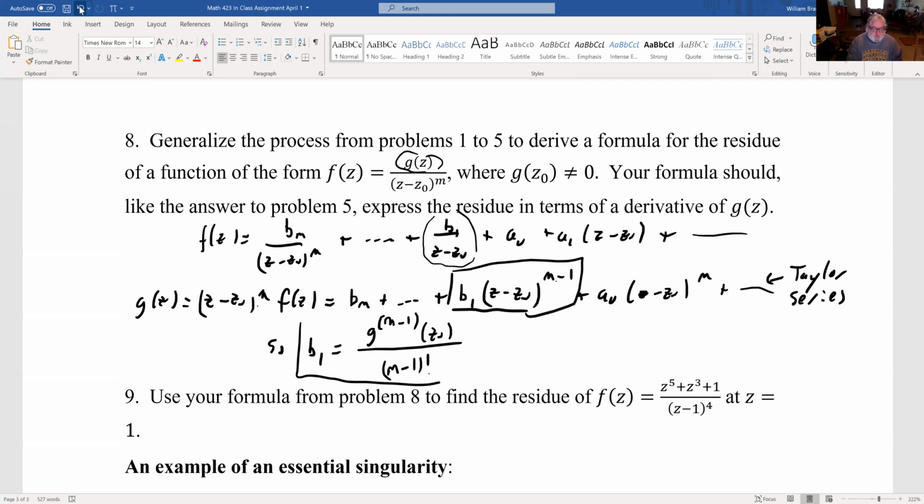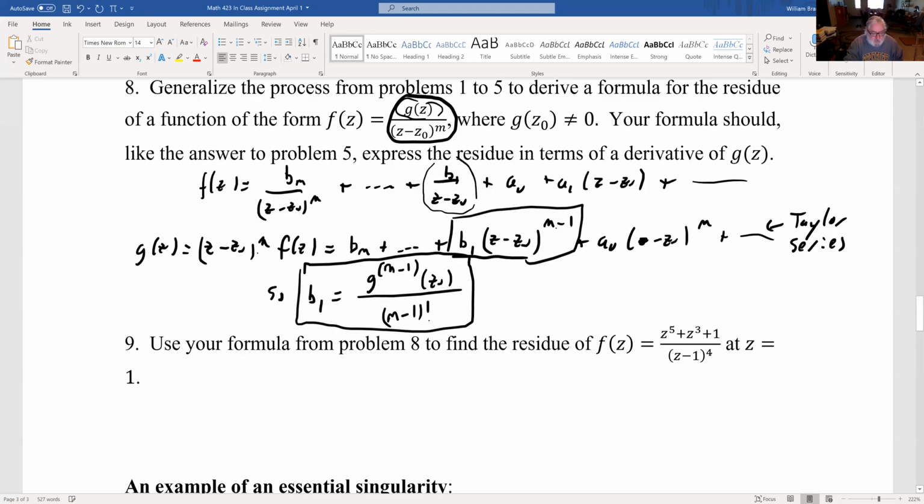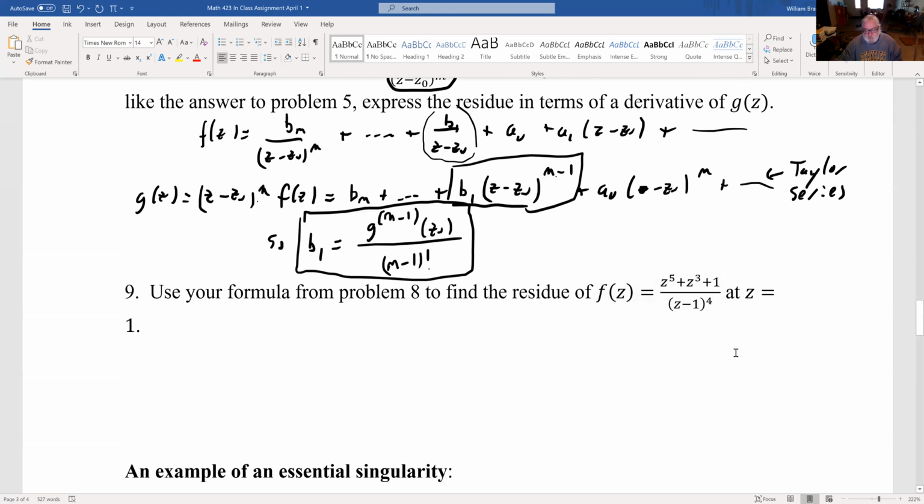And that's our residue. And that's very nice, because it gives us a formula for dealing with functions of this form, because then we can find the residue very quickly. That's nice because looking at this problem, finding the Laurent series for this is kind of a hassle. You have to rewrite the top in terms of powers of z minus 1 and then divide, and so on.